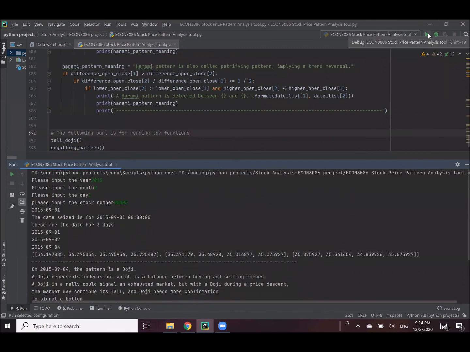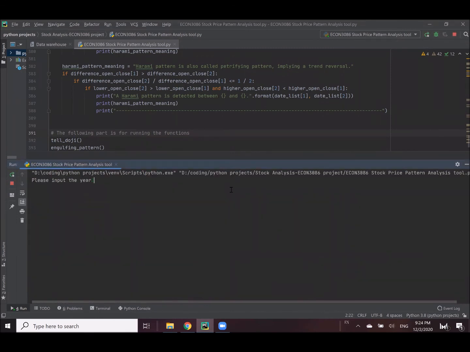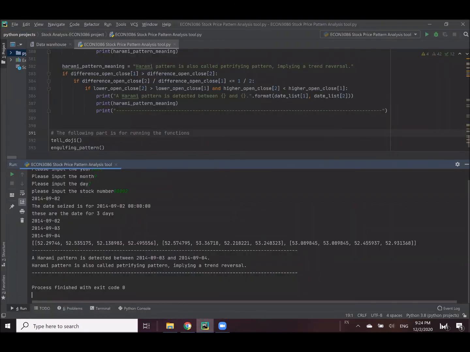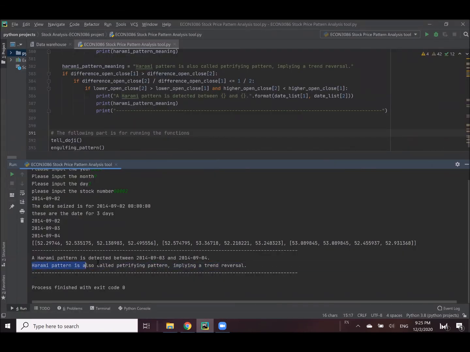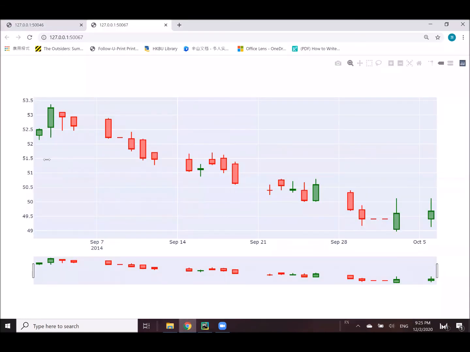Yeah, I will show you another pattern, on 00002. Yeah, let's see. These are a Harami pattern, and you can see here. Harami pattern is also called a pregnant pattern, implying a trend reversal. See, is there a trend reversal? Yes, from increasing to decreasing. This is a very perfect prediction.